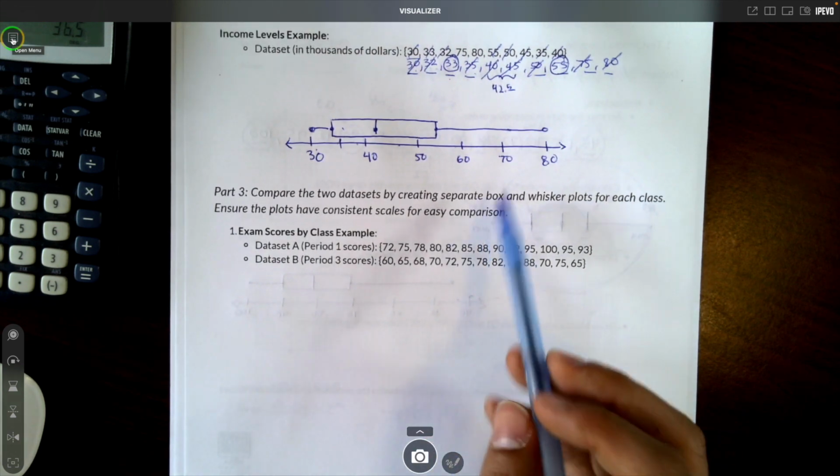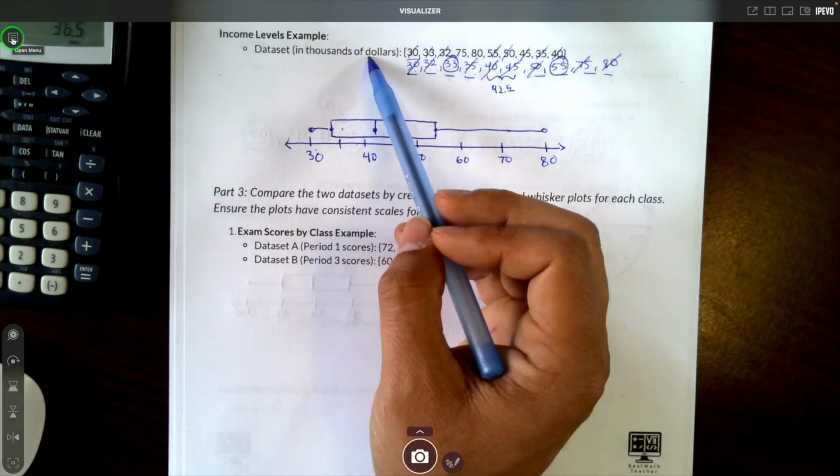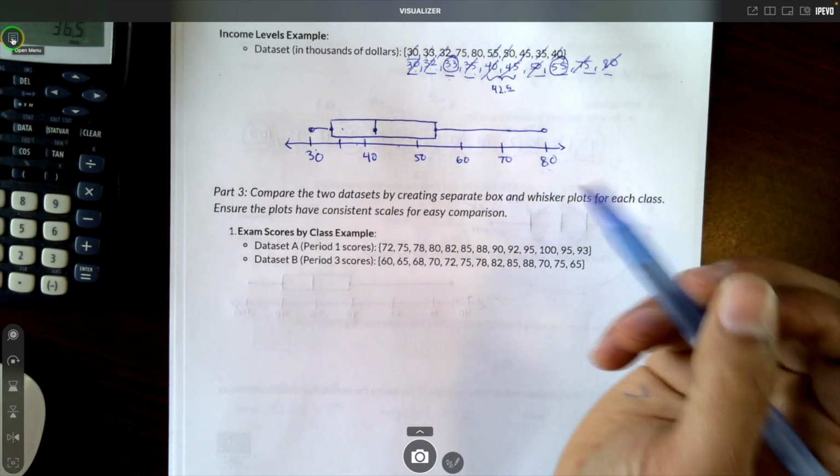But I want you guys to be on this side, if anything, past the 80, because this isn't thousands of dollars, so this is like $80,000 a year.